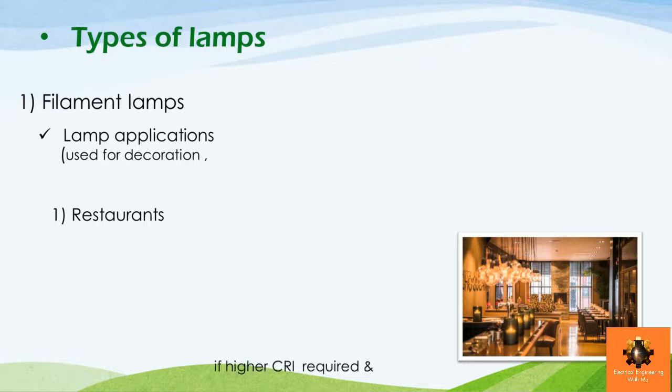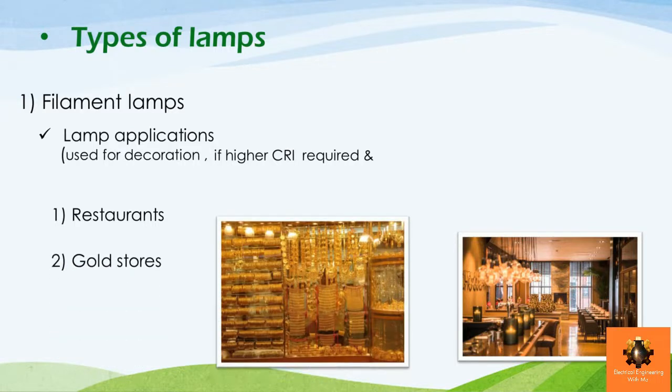Also, the second application of the filament lamp is that it gives a higher CRI, achieved from its light output, so we will use it in gold stores as we need a higher CRI to express the gold in its original color. So we will use the filament lamp due to its higher CRI in that application. And also we use it in clothes shops as we need the clothes to appear in their original color.